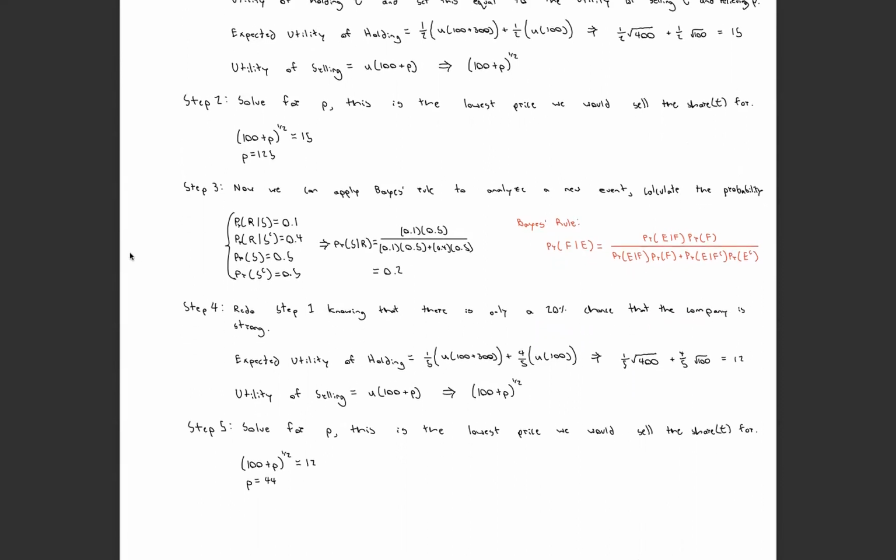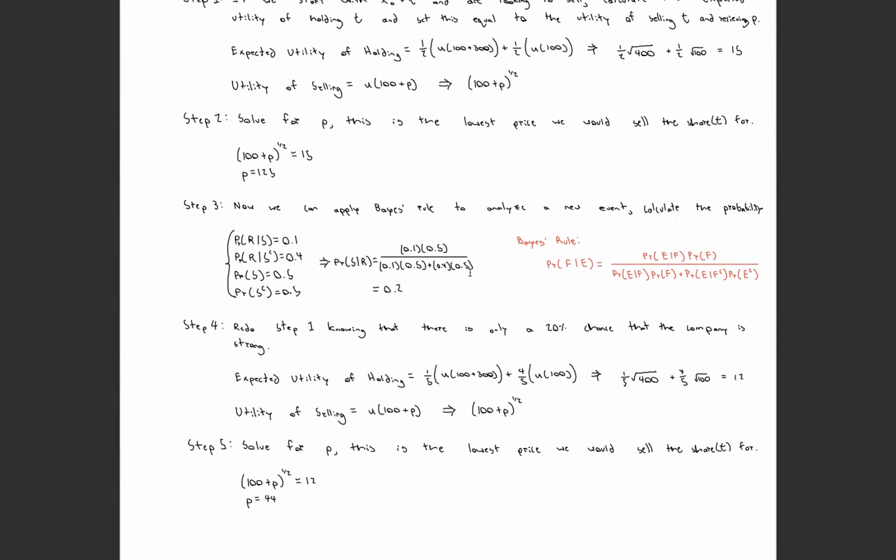Now that we know there's only a 20% chance that the company is strong, again, that's going to be exactly what we calculate here. We're just conditioning it based on the other information that we're given. And the expected utility, once we go back and redo step 1, knowing that the company is now strong in conditioning, the expected utility of holding can be written out like this. And again, this is just algebra.